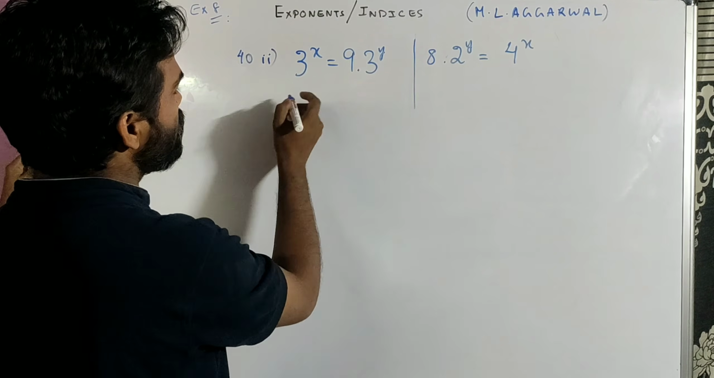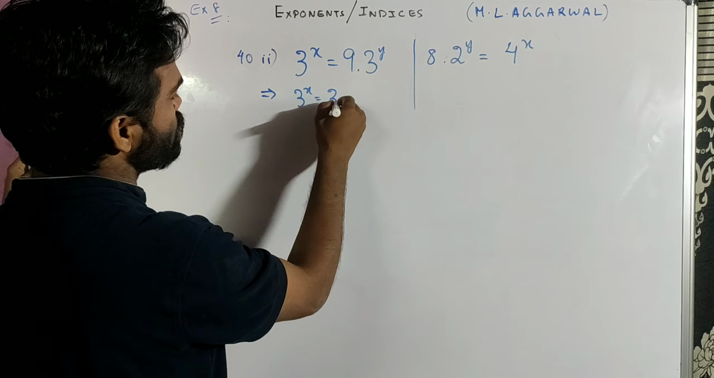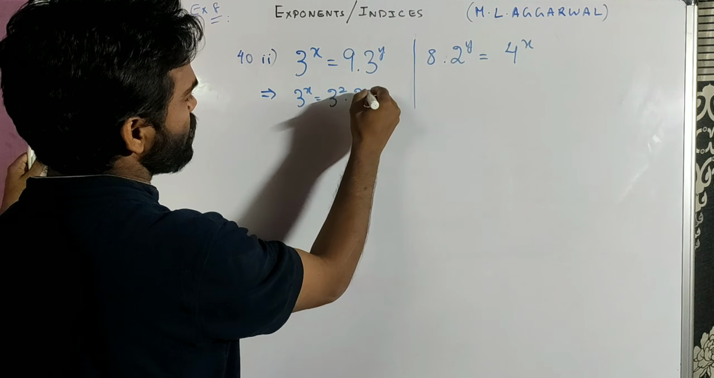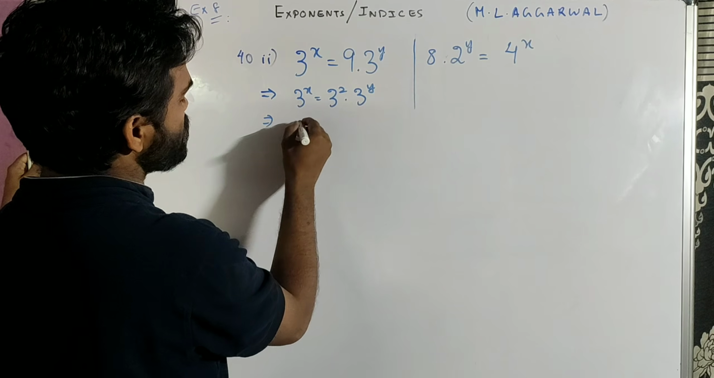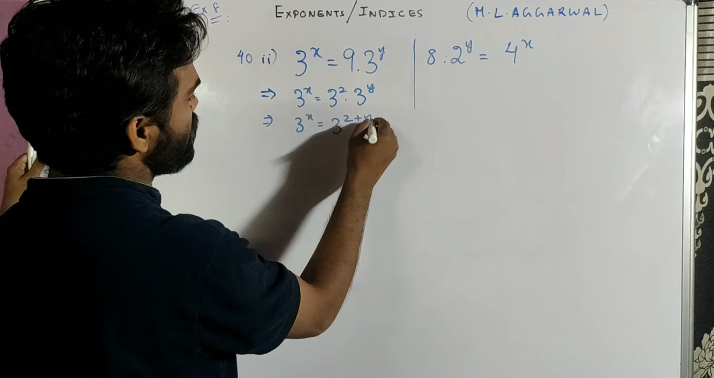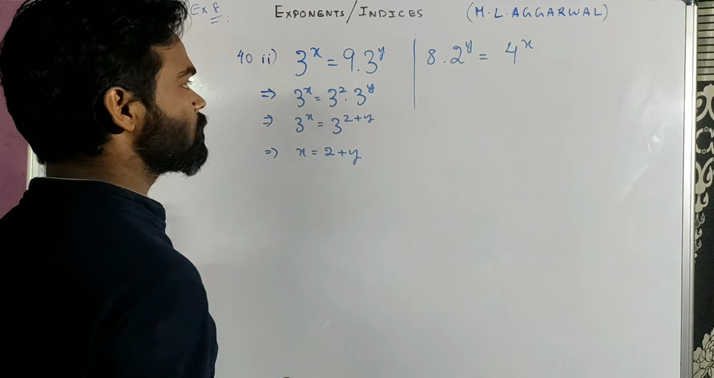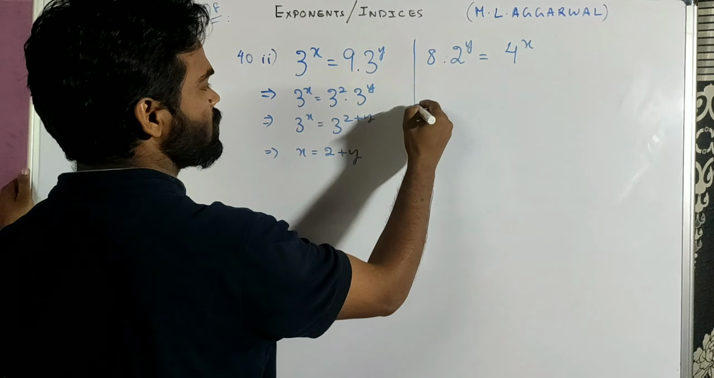First of all, look over here. This can be written as 3 to the power x equals to 3 square multiplied by 3 to the power y, which means we can say 3 to the power x equals to 3 to the power 2 plus y, which means I can say x equals to 2 plus y. Done. Now look at this.